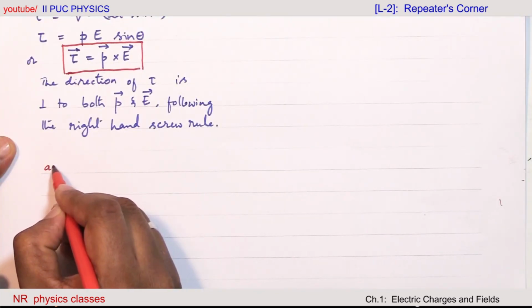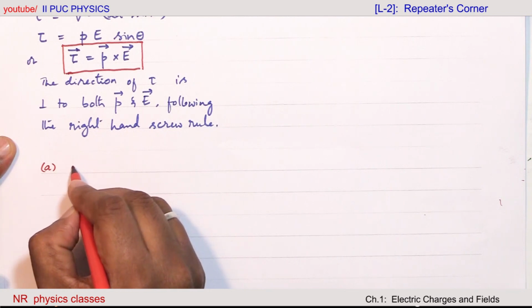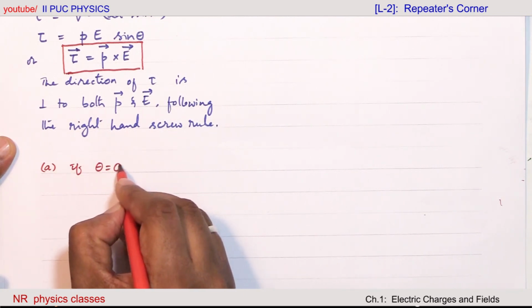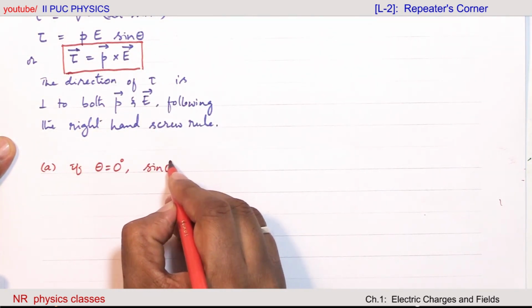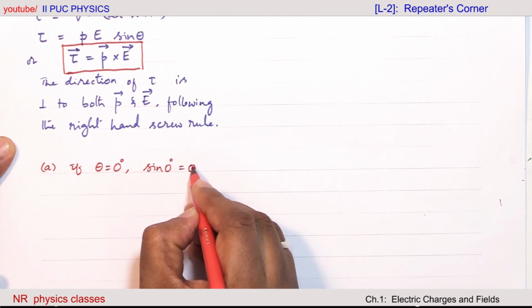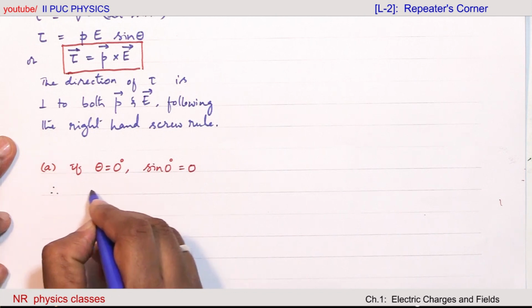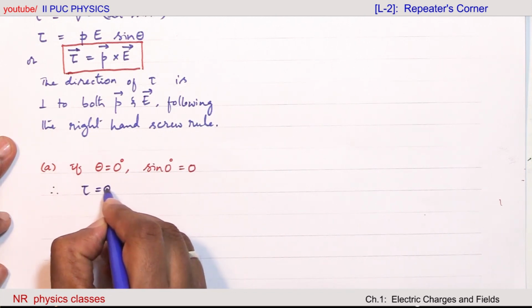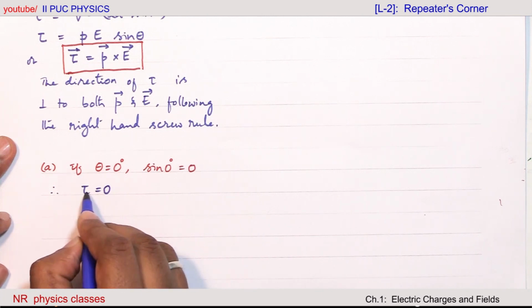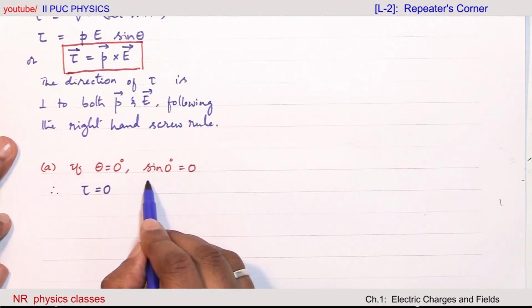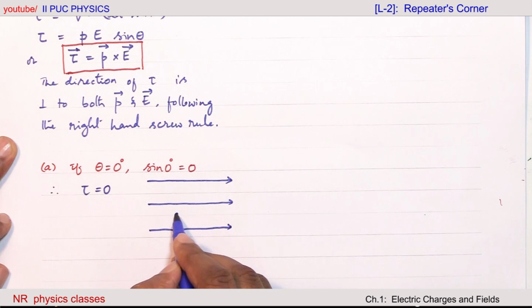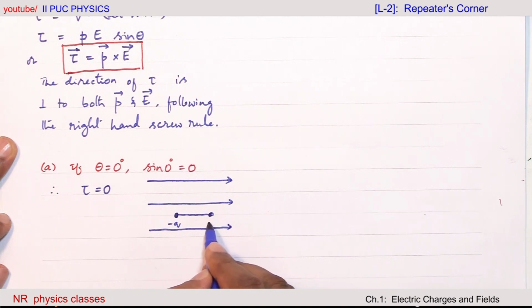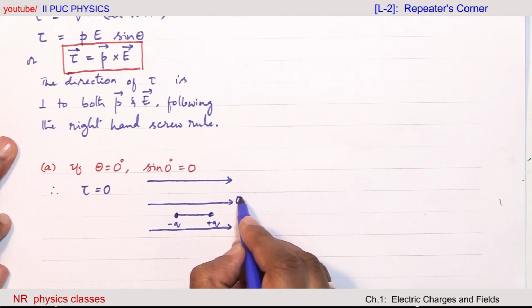Now, special cases. First one, if theta is 0 degree, since the cross product has sin theta, what matters is sin. Sin 0 is 0. Therefore, tau is also equal to 0. What is the meaning of tau equal to 0 if theta is 0? This is a uniform electric field, and here is a dipole, minus Q, plus Q. This is the electric field.